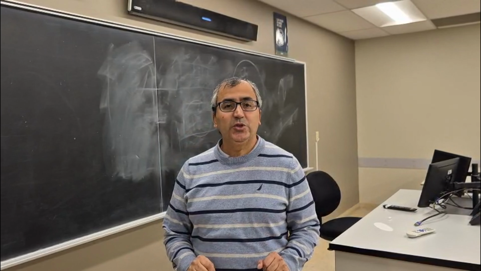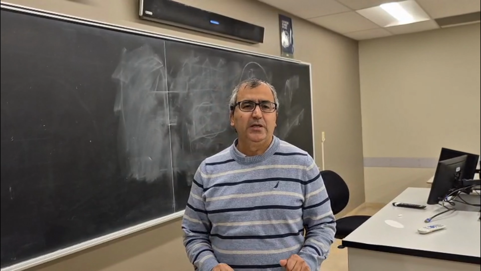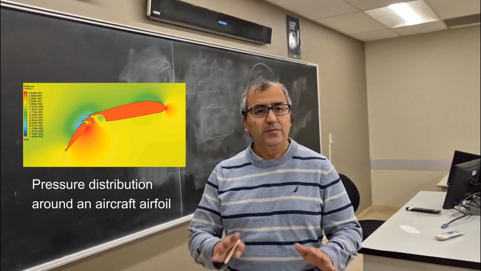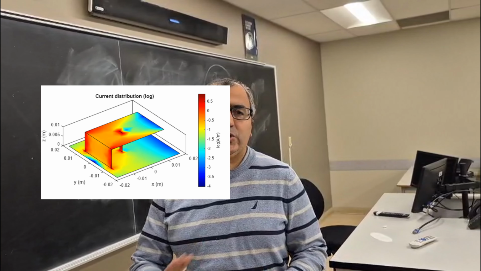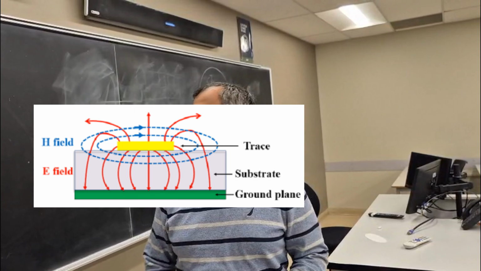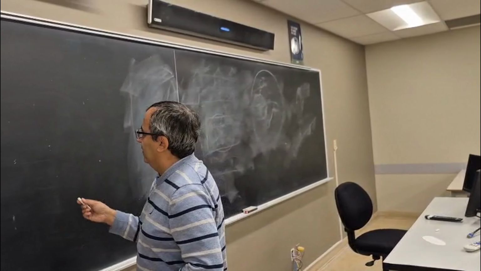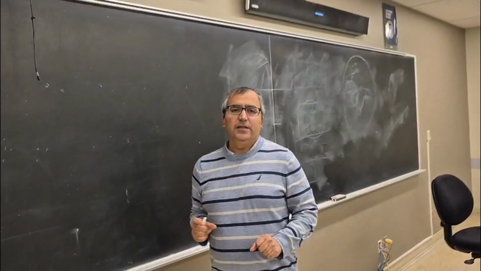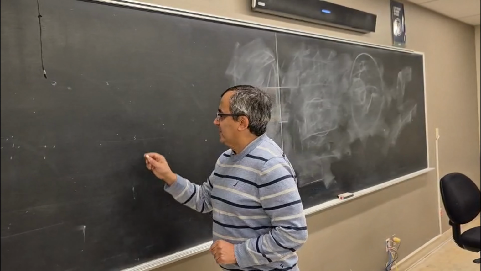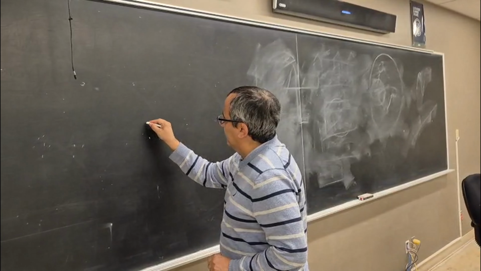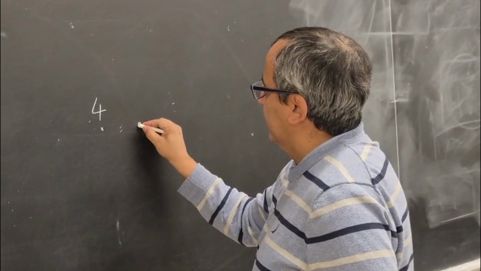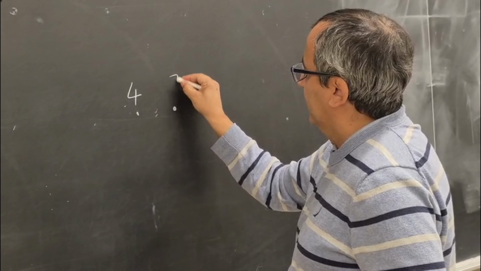Suppose we have the distribution of a certain physical parameter. It can be, for example, pressure, a current distribution, or the distribution of electric and magnetic field. And let's suppose we have the amplitude values. For example, at this point we have the amplitude of 4.